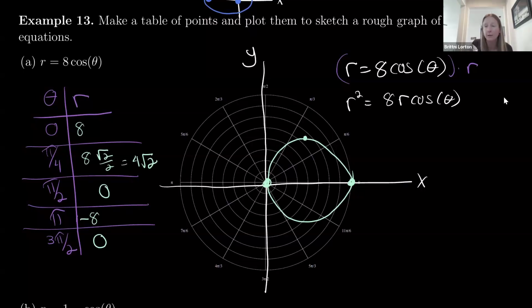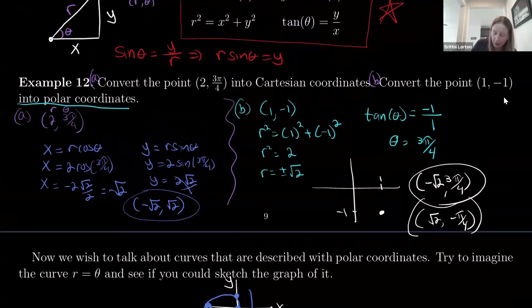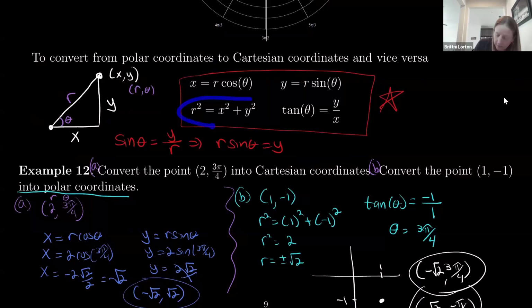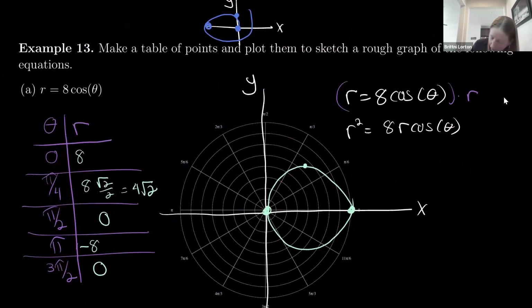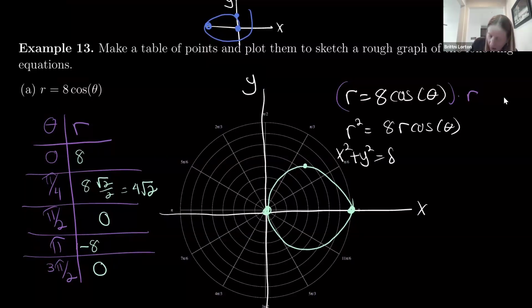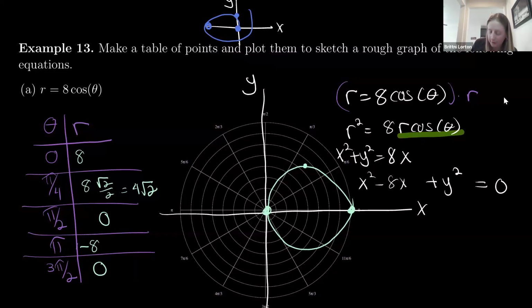You know what r squared is, because we know that r squared is x squared plus y squared. So I can replace that r squared with x squared plus y squared. I also know that r cosine of theta is x. So then I ended up with x squared minus 8x plus y squared equals 0.